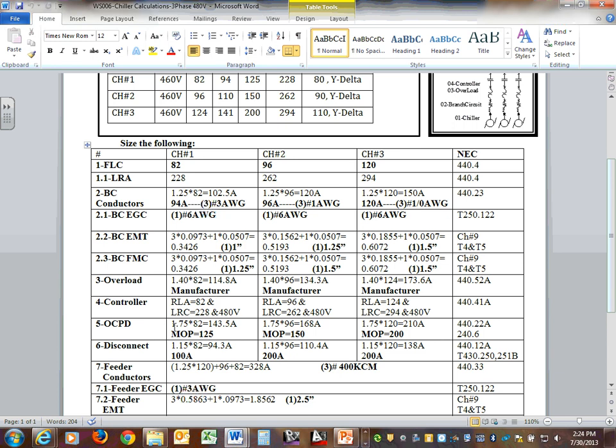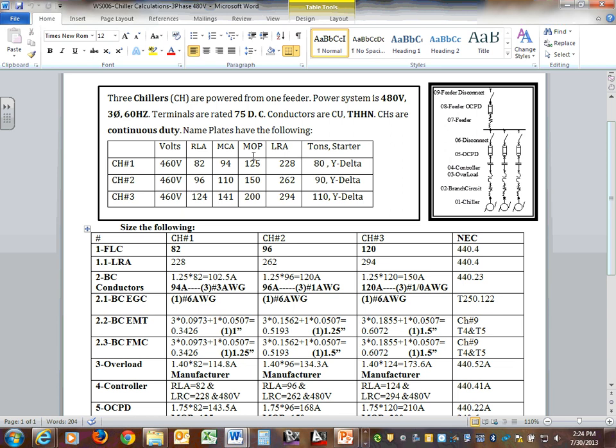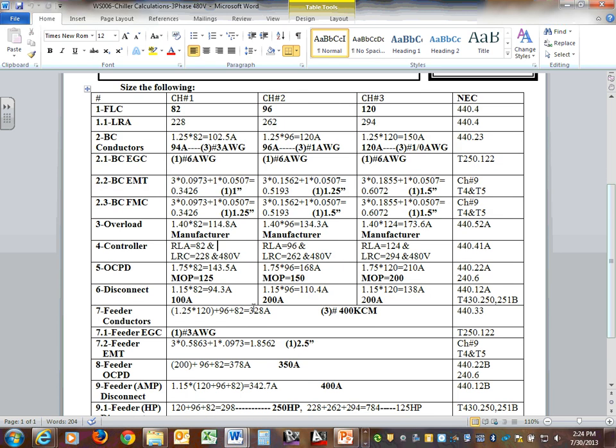Overcurrent protection device, you multiply it by 1.75. I came up with 143.5. So that should have dropped me down to 125. There's nothing more than 125, right? 125 in this case. And the maximum overcurrent protection device is given as 125 from the nameplate. So I don't have to worry about that.